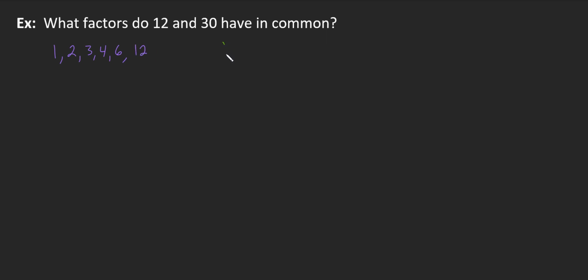And then the factors of 30. 1, 2, 3. Is 4 a factor? No, it's not. 5 is, 6 is, 7, 8, 9, 10, yes. And then 15. And then after that, 30. So what we're going to do is try to grab the common factors between these.